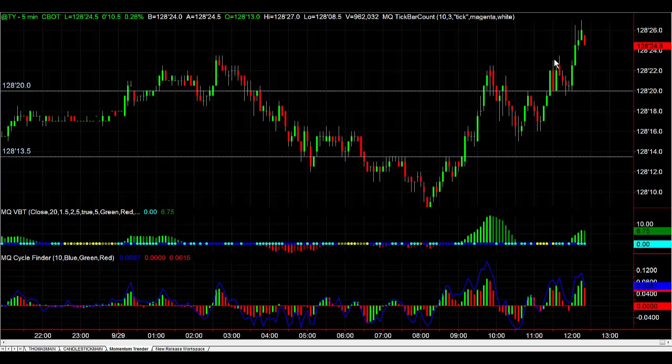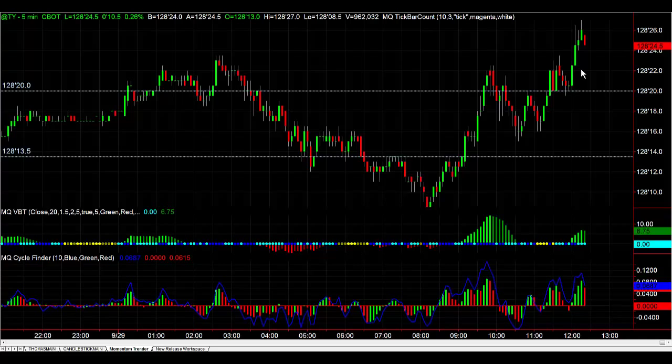It rallied up, ran into the resistance, pulled back, did another zero touch where the indicator line comes all the way down to zero, and then back up without crossing through zero to a down cycle. And then we rallied up once again all the way up to 128.24.5 where we are right now.